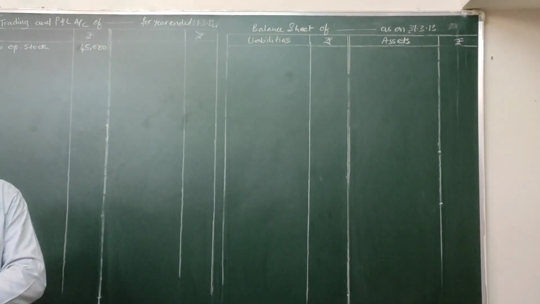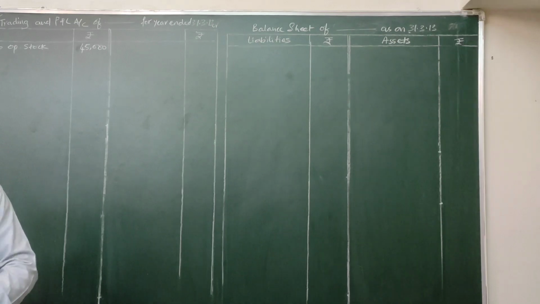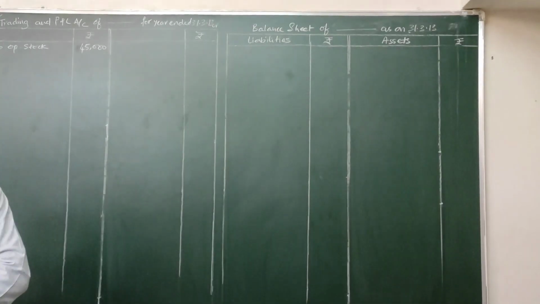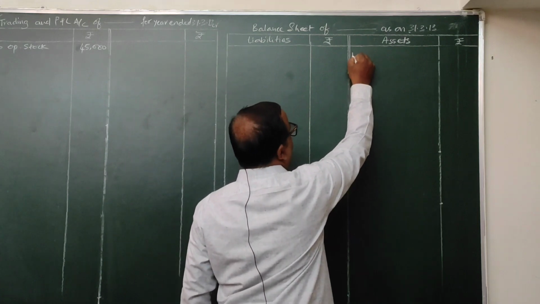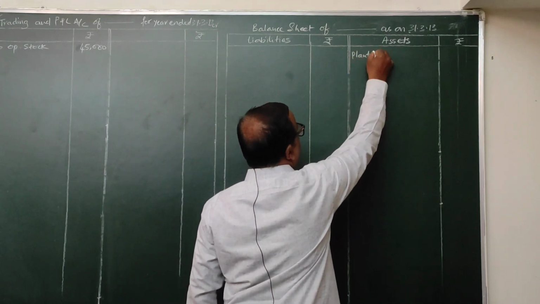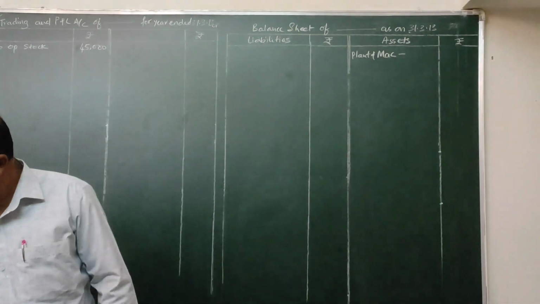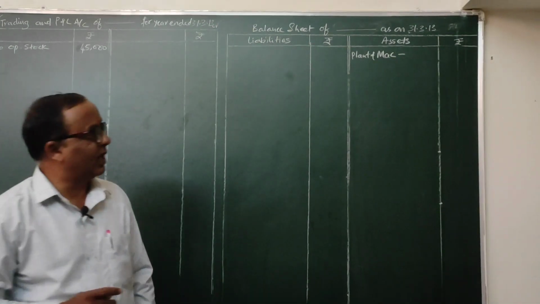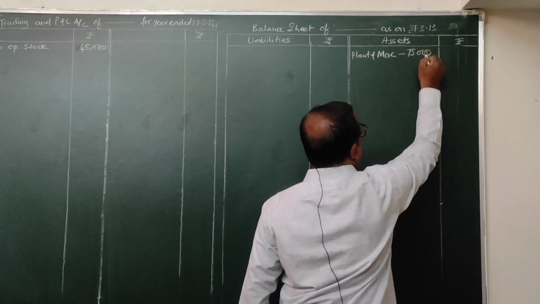Then plant and machinery. Plant and machinery is an asset. So for plant and machinery we are having depreciation. So plant and machinery, let's write on asset side in the inner column. How much he has given for plant and machinery? He said 75,000. So in the inner column we have taken 75,000.